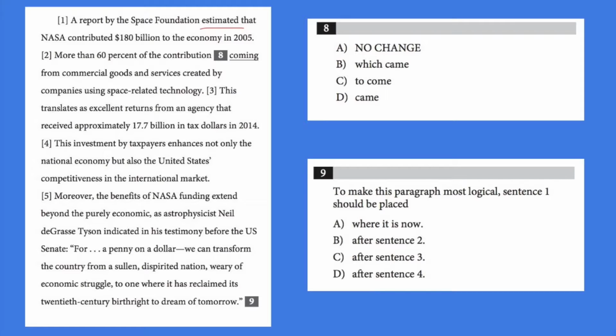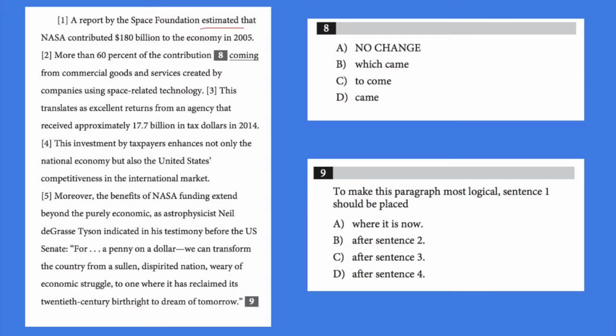Question 8 is another question about verb tenses. We know the paragraph is in past tense because of the earlier verb estimated, and we know that a simple verb must be placed here to create a sentence. Choice D is the only correct answer here, as the other 3 options don't create full sentences that are able to stand alone.